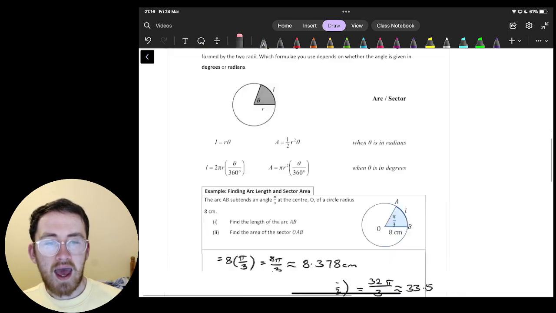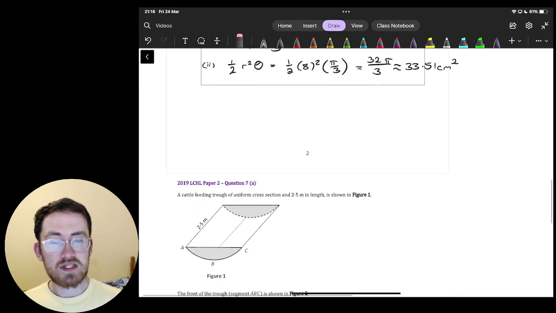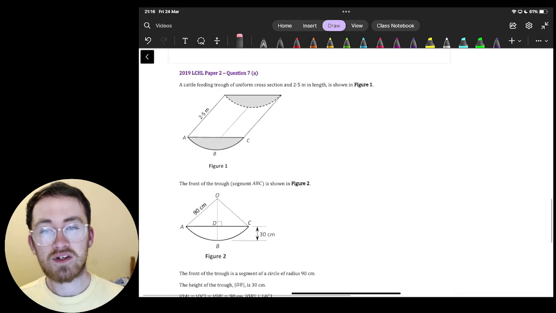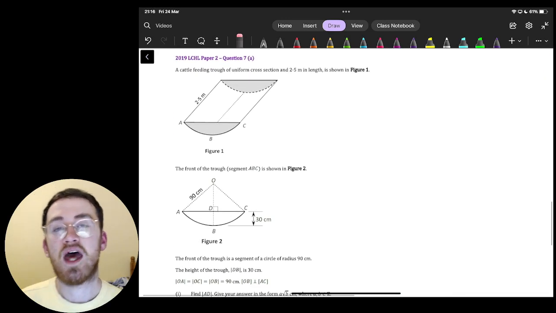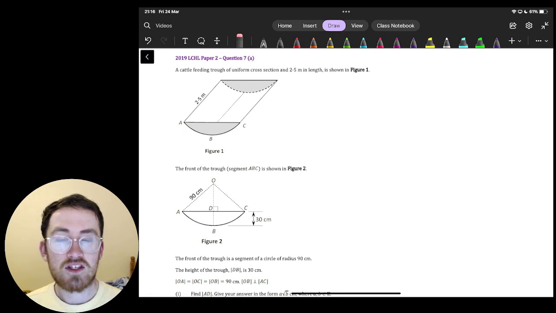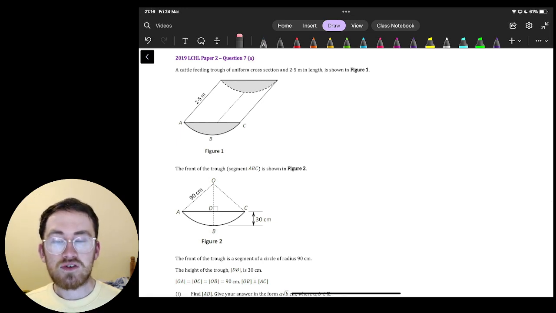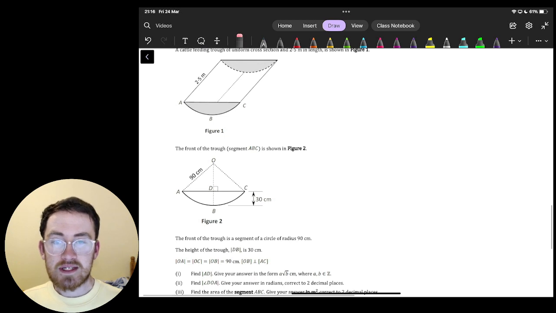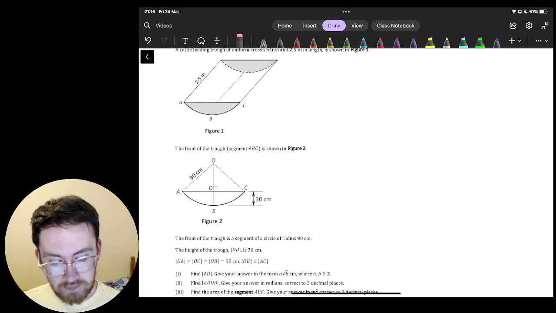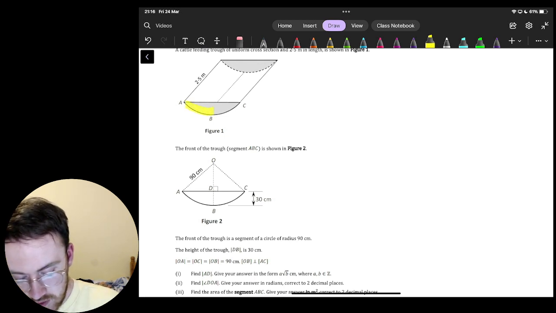So, seeing that in practice, we'll see that in this exam question. A cattle feeding trough of uniform cross section and 2.5 meters in length is shown in this figure, and the front is a segment ABC. So we can see they're mapping this front part here with this part here.